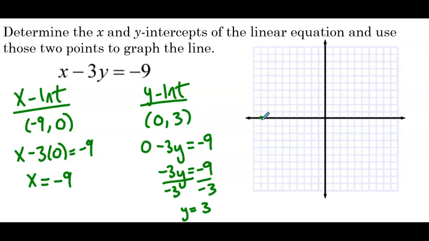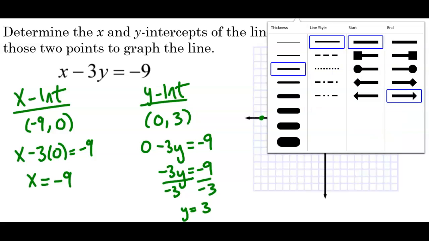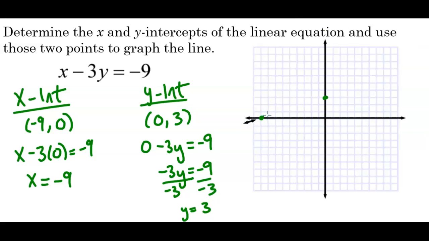So we can plot these 2 points, -9, 0 and 0, 3. And to ensure I have a straight line, I'm going to use the line tool here. I would encourage you to use a straight edge if you have one. And there is our graph. And I'll label it x minus 3y equals -9.